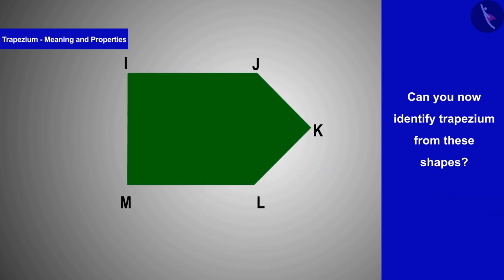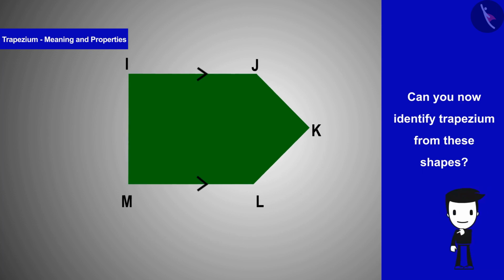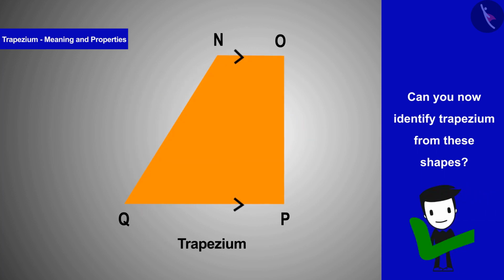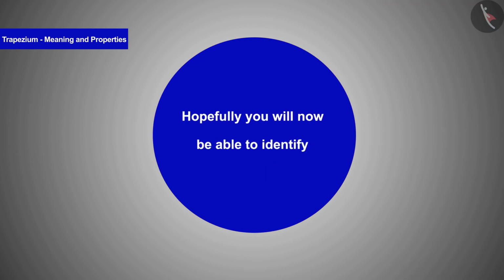In this green figure, we are given a pair of sides parallel. But if you notice, it is not just a quadrilateral. While we know from the definition of trapezium, a trapezium is a quadrilateral in which a pair of sides is parallel. Hence, this shape is not trapezium. This orange shape is a trapezium because we can see that a pair of sides in this quadrilateral is parallel. Hopefully, you will now be able to identify trapezium.